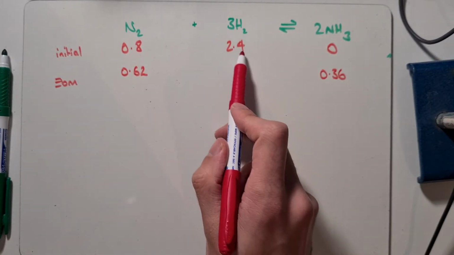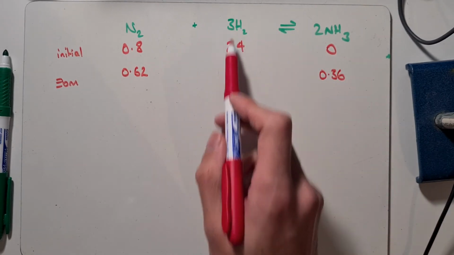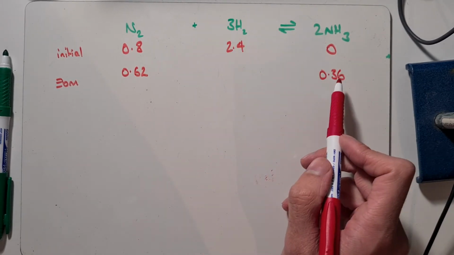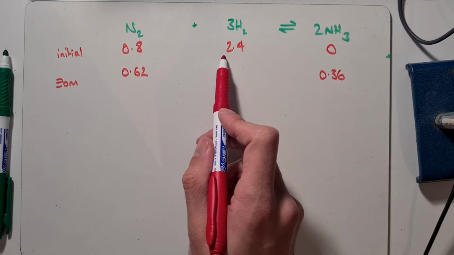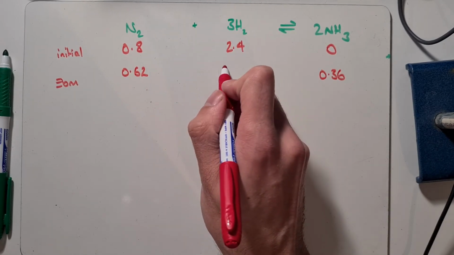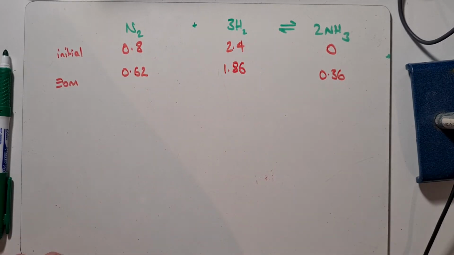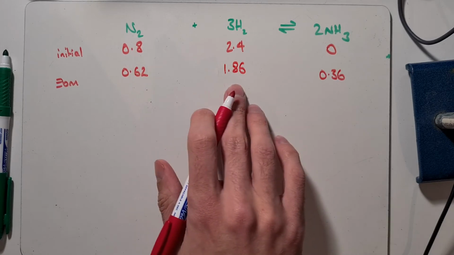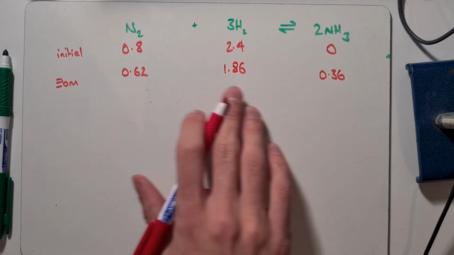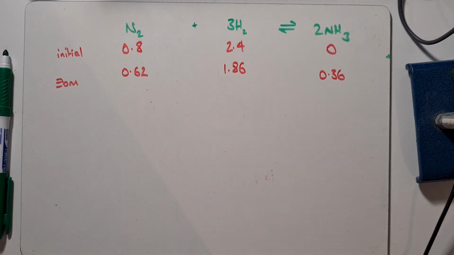And this, for every 2 of these, we get 3 of these. So that must have been 0.54 moles of hydrogen used up, which gives us 1.86 as the new equilibrium number of moles here. So if you've got 0.62 and 1.86 here, they were worth a mark each.